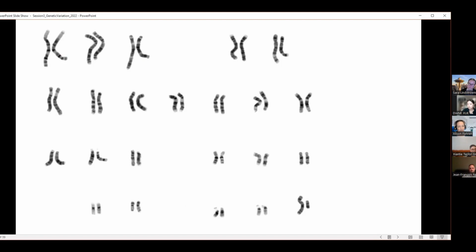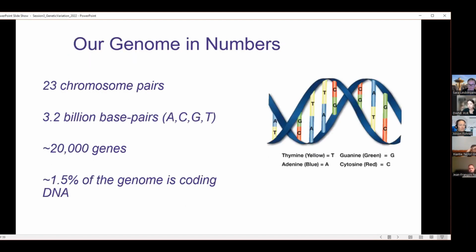But now, of course, we've gotten a lot better with our technology, and we can look at single sites on the genome. So let's talk a little bit about our genome. We have 23 pairs of chromosomes, with about 3.2 billion base pairs. That's a lot of information that we could potentially analyze. These 3.2 billion base pairs are organized into about 20,000 genes, and only about 1.5% of them actually fall within coding regions.